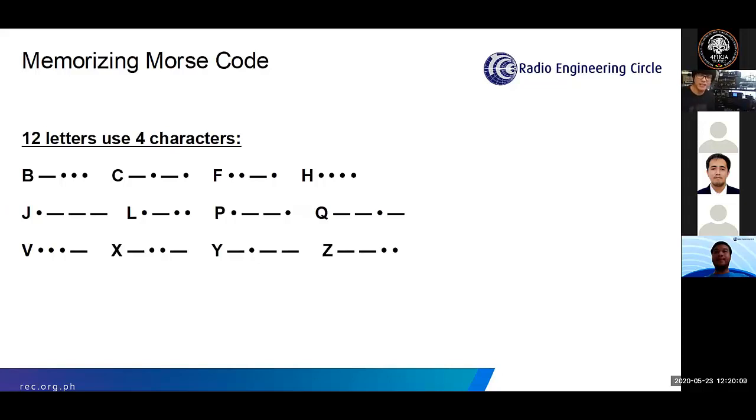So pag narinig mo yan sa exam na may H and in 5 words per minute, medyo nagbibilang ka dyan. Ang hirap ng 5 words per minute. So kung ako mag-exam ng class A na yan, I'd rather have the exam at 15 words per minute than 5 words per minute. It's hard.